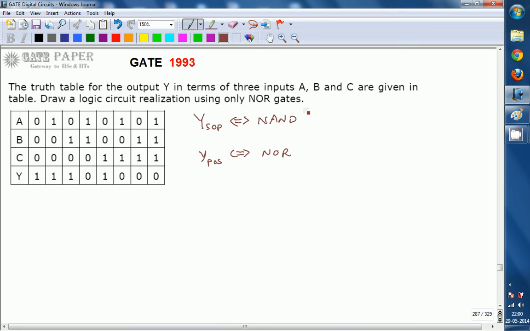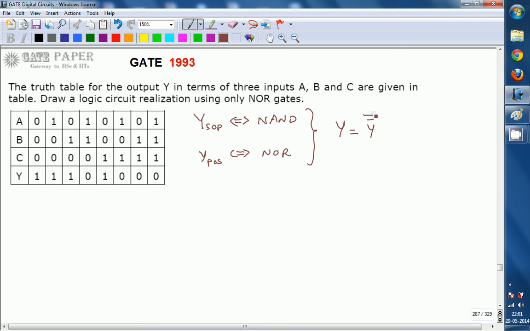The simplest way to realize this is by expressing Y as a double complement. Once you take the complement you will get Y bar. If you take the double complement you will get Y only. This is the principle behind the realization using NAND or NOR.